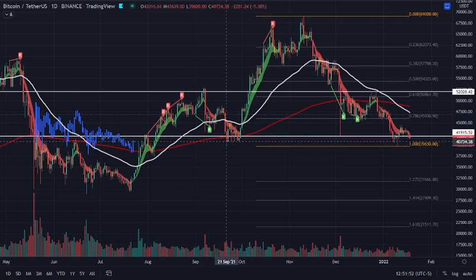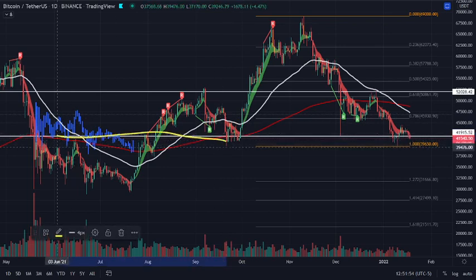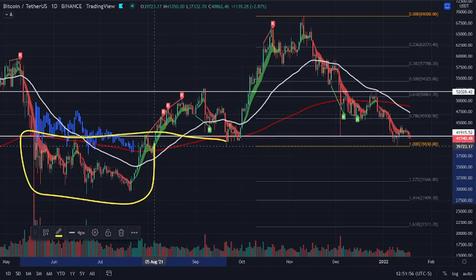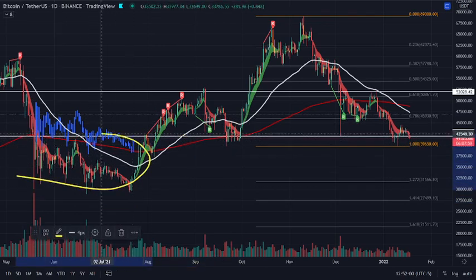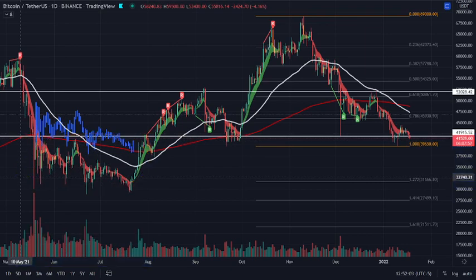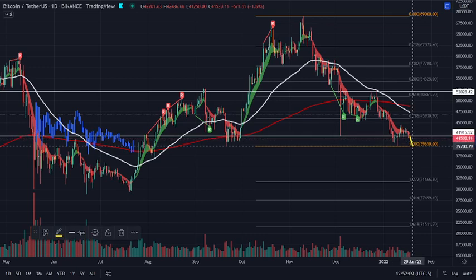This is the top of the previous accumulation zone, okay? So it doesn't really make sense for us to go below this, right? So in my opinion, we might have a supply test down below to the 39 or 40 area, but I do believe that we're going to be pushing back up here.